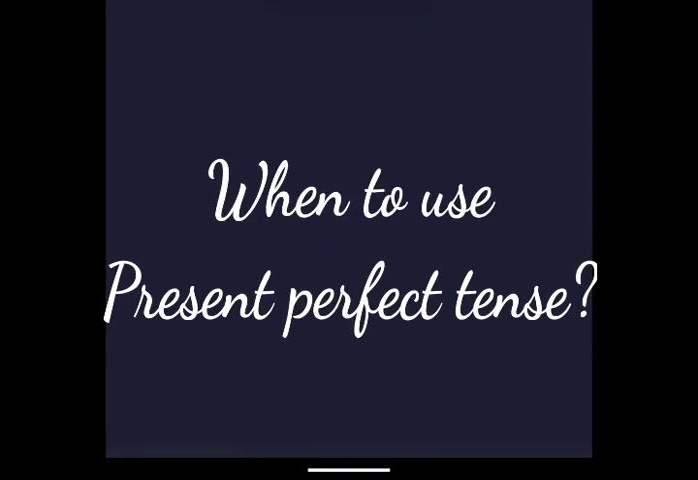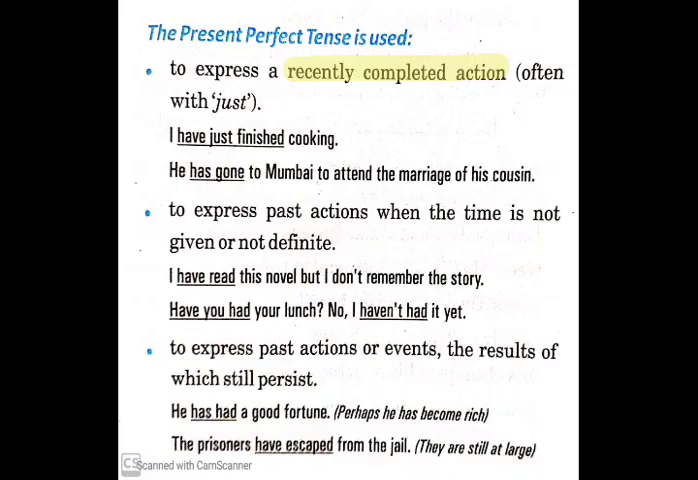So students, now let's see when to use present perfect tense. In which case we have to use them. Present perfect tense is used to express a recently completed action, often with just. So if an action was going on and it has completed recently, just now, then we use present perfect tense. For example, I have just finished cooking. She has gone to Mumbai to attend the marriage of her cousin.